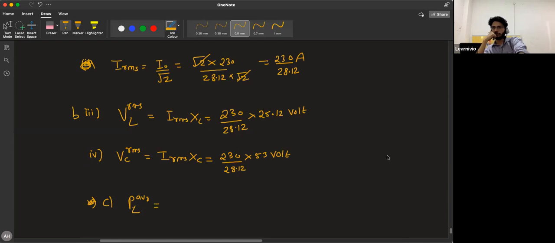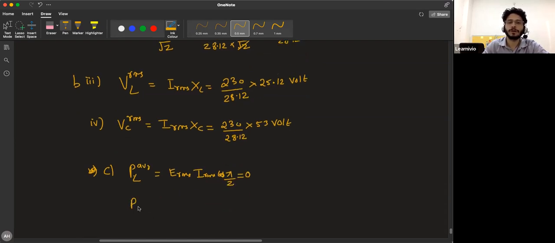Akshay, average power across the inductor. V_RMS, I_RMS cos phi. And how much will that phi be? E_RMS, I_RMS is correct. What about the phase difference? 90 degree, pi by 2. Pi by 2, very good. So if you have an inductor, the power is E_RMS, I_RMS cos pi by 2, so that is 0.